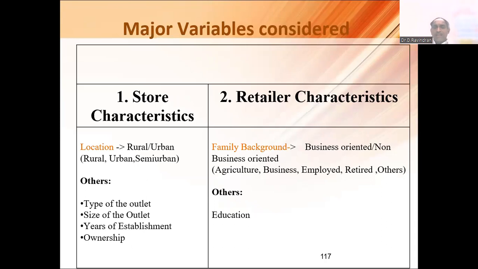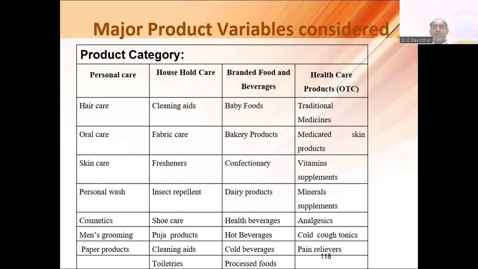To explain the variables, store characteristics can have different variables, but here we selected only location, rural, urban, and type of outlet; others can be considered. On the right side, whether it has a relationship with retail characteristics, family background, education, etc. In terms of product category, we use only one word, product. A product category can be personal care, house care, branded healthcare, but each one has different segments. That will be in depth, but overall we will say these variables are product category related variables.